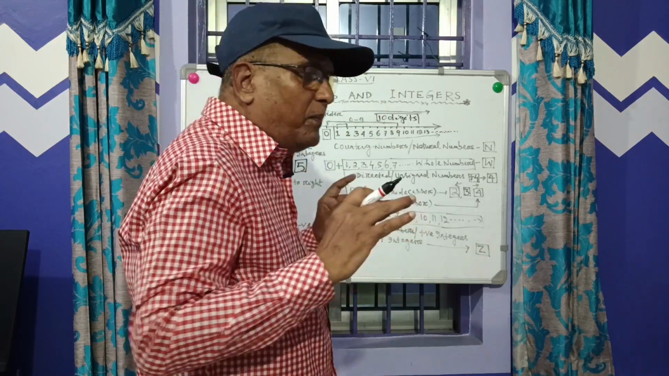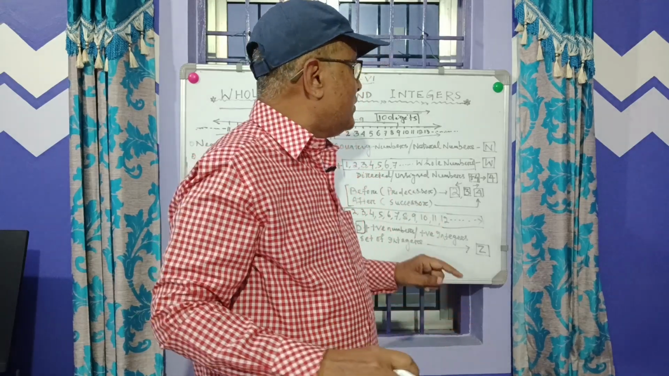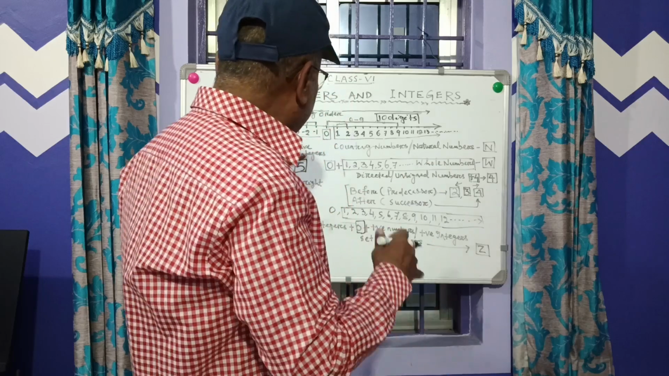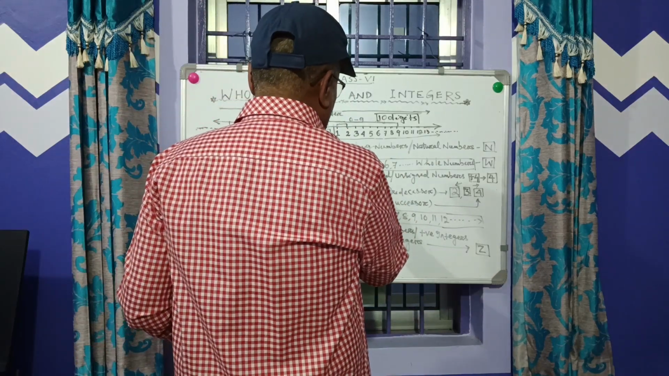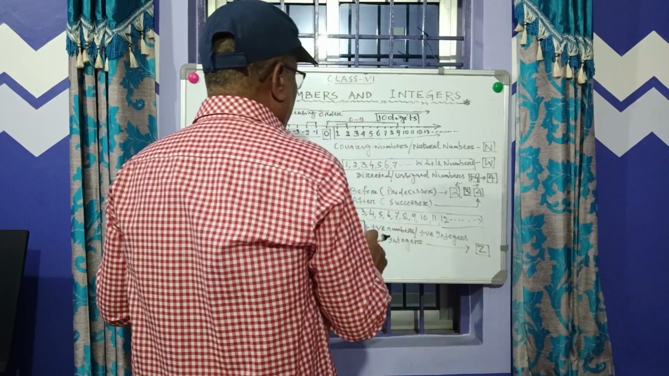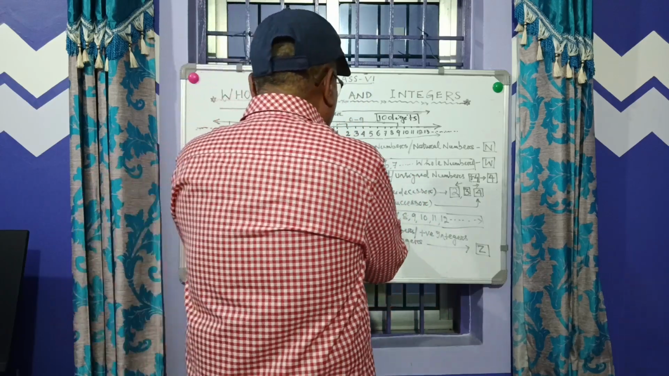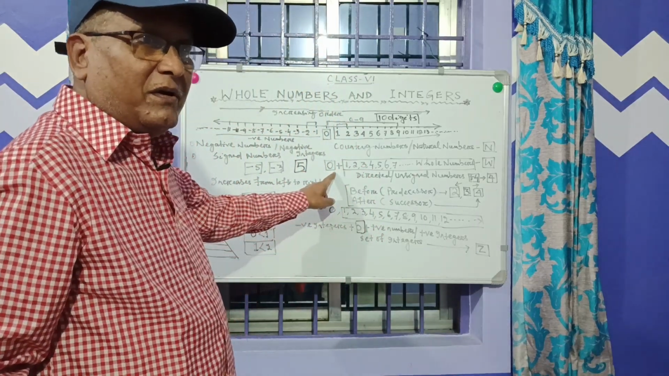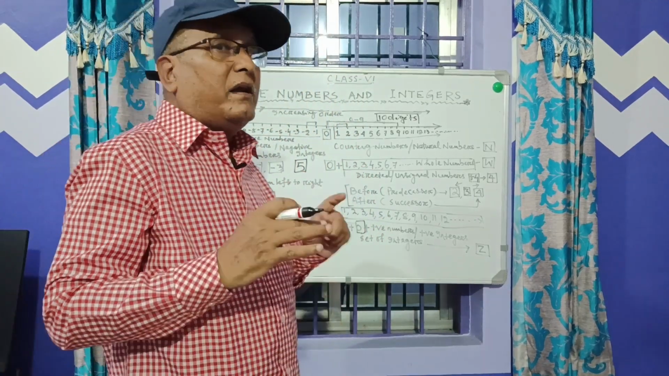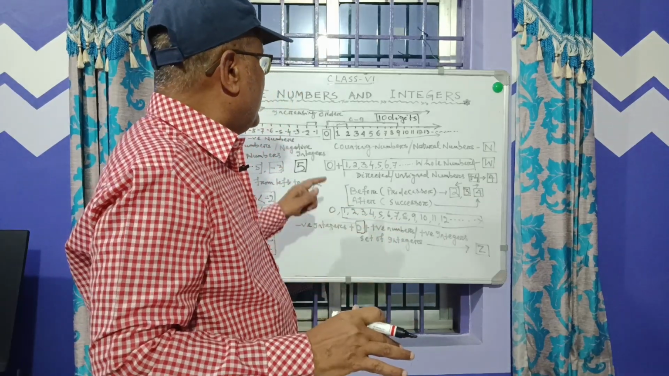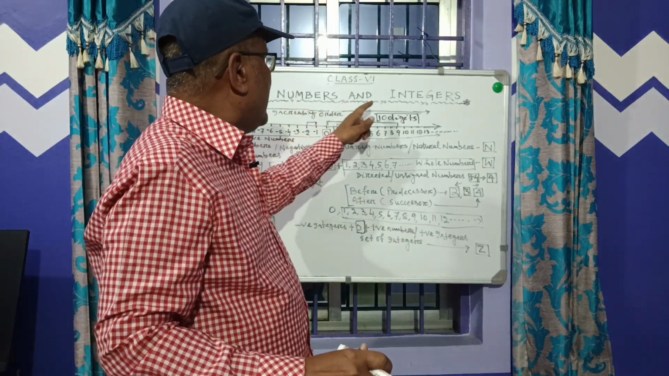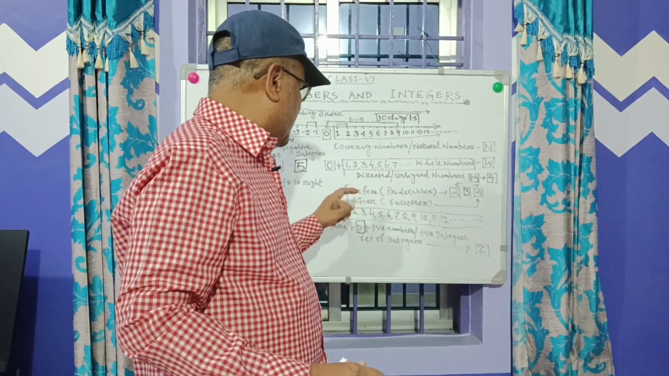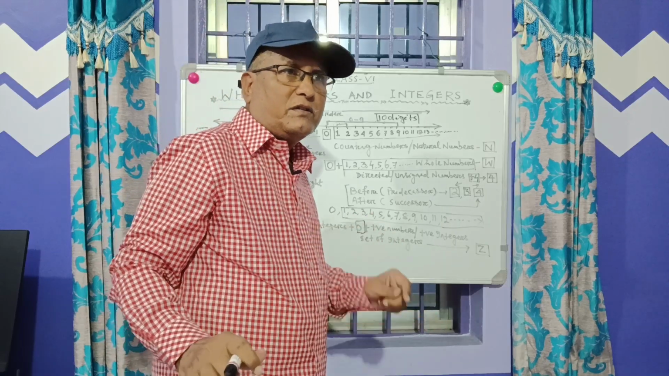Hope you have all understood the basic concepts of whole numbers and integers. We can say all natural numbers are whole numbers, but not all whole numbers, including zero, are natural numbers, because zero is not a natural number. So please compare, and hope you have understood the basic concepts of whole numbers and integers, signed numbers and unsigned numbers, before and after, and the set of integers.